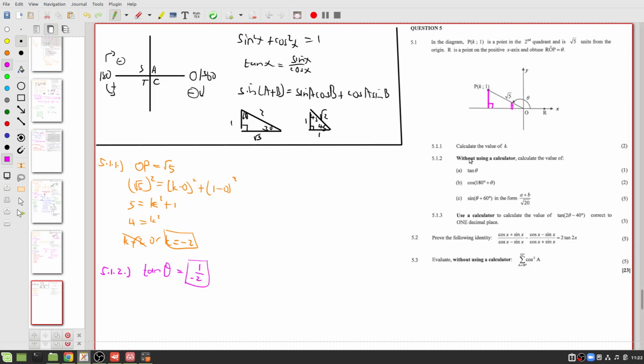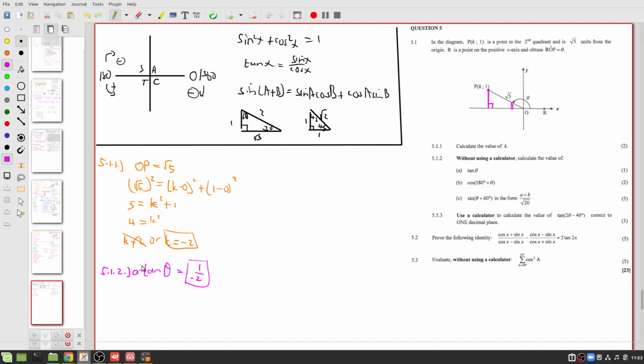If we ignored the negative positive idea, if we just looked at this triangle, this distance is 2, that distance is 1, we'd say 1 over 2. But we know it's in this quadrant, so tan here is negative, so we would just say -1 over 2 instead of positive 1 over 2. Okay, so that's how we can use the CAST diagram. So tan theta is -1 over 2.